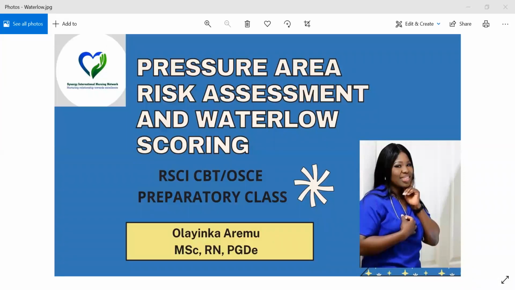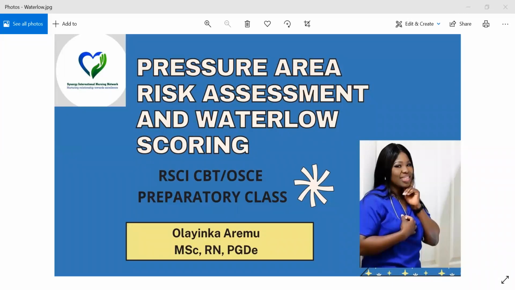Welcome back to talking about the pressure area risk assessment and Waterlow scoring. Now I'm going to be showing you the Waterlow pressure scoring chart, so we can understand what we should look out for and how to use the charts. There are different charts. The chart varies depending on your organization. The structure varies, but the contents are similar, and are usually almost the same thing.